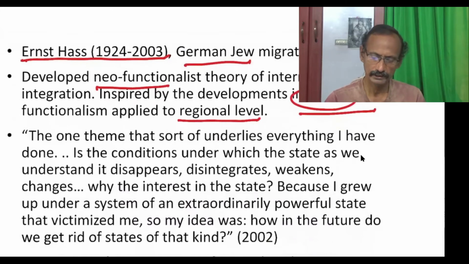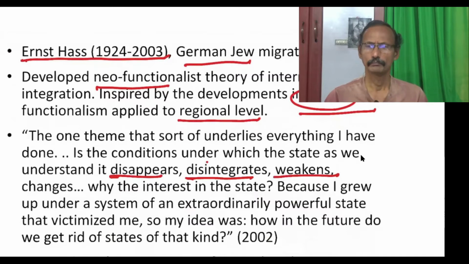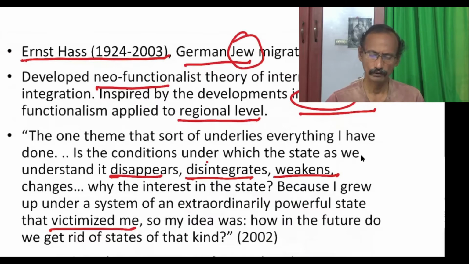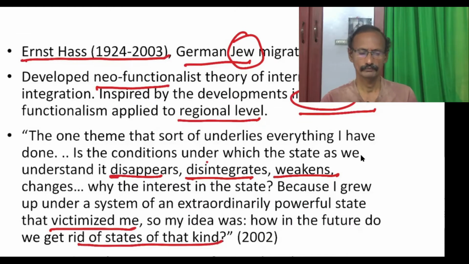The one theme that sort of underlies everything I have done is the conditions under which the state as we understand it disappears, disintegrates, weakens, changes. But why the interest in the state? Because I grew up under a system of an extraordinarily powerful state that victimized me. He was a Jew, talking about Hitler's Germany. So my idea was, how in the future do we get rid of states of that kind? He said it in an interview.